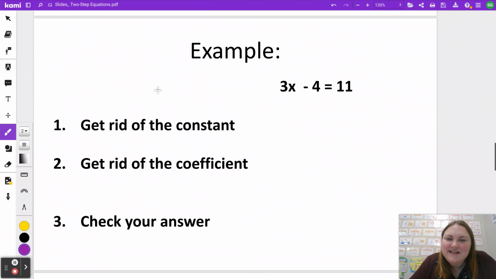So these are the steps we use when we solve two-step equations. We always start by getting rid of the constant, and then we get rid of the coefficient. And you might want to copy down those steps in your notes.